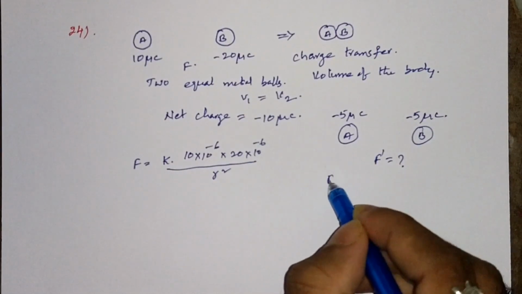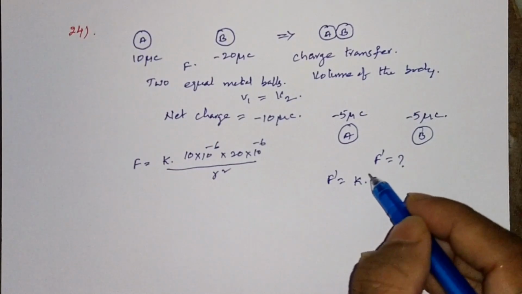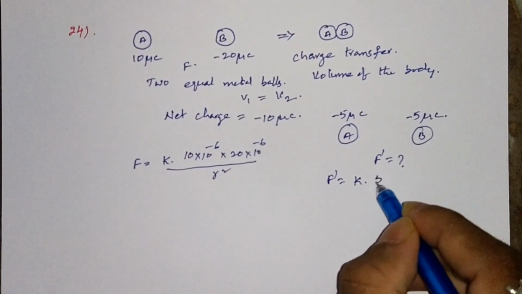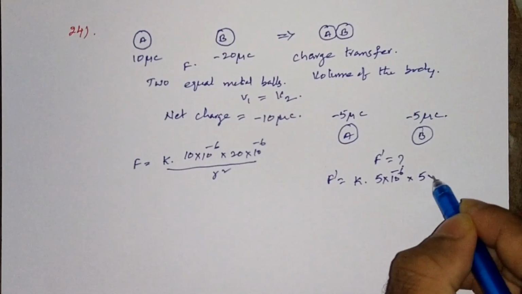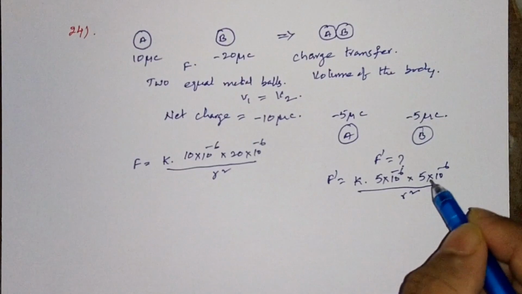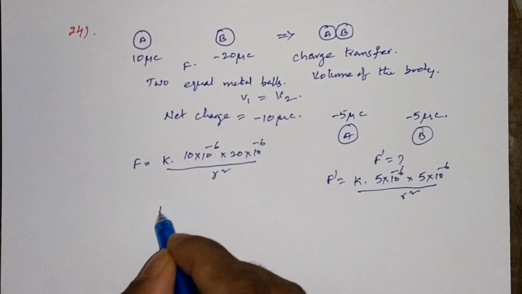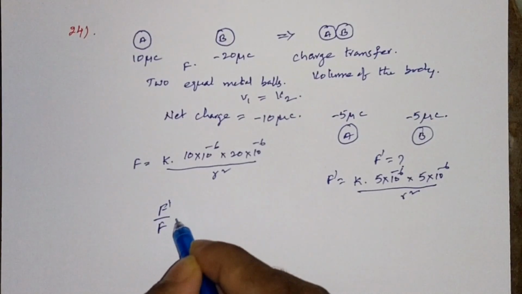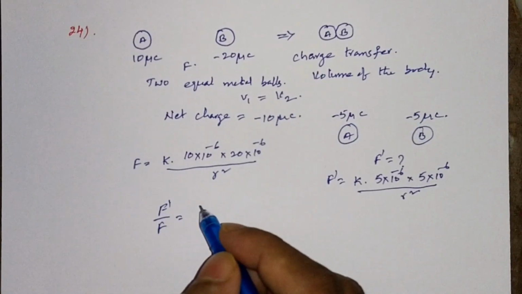Then what about F dash? K into, K is 1 by 4 pi epsilon naught, right? 5 into 10 power minus 6 into 5 into 10 power minus 6 by r square. The distance between them is not changed. Then let us do F dash by F.